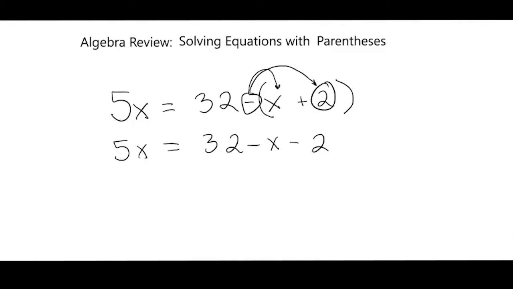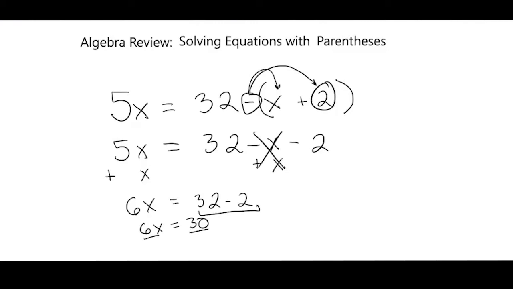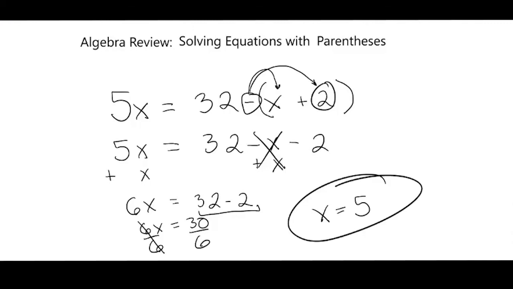All right, so first thing I'm going to do is add x on both sides so I can get all the x's on one side. So I'm left with 6x equals 32 minus 2. So now I have 6x equals, well, 32 minus 2 is 30, and I'll divide both sides by 6, and that cancels the 6's on the left. So x is equal to 5.